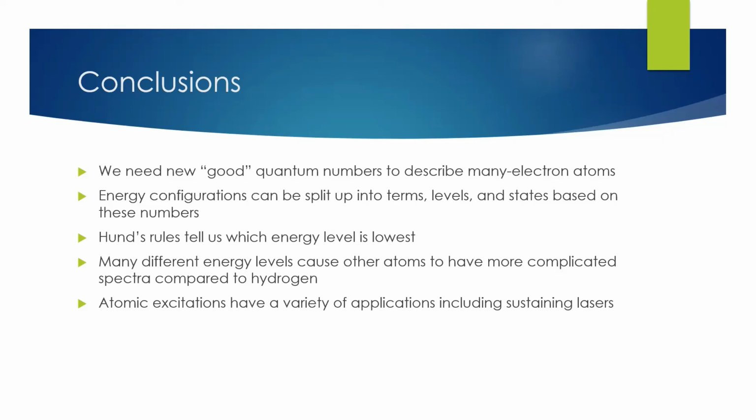And we can see these many different energy levels or terms that cause atoms that aren't hydrogen to have very complicated atomic spectra. We can use these to identify atoms, to sustain lasers, and do a variety of other applications. So from here, we're going to take a bit of a change and move into the chemical bond. We'll start looking at the chemical bond next time and move from atoms into molecules.